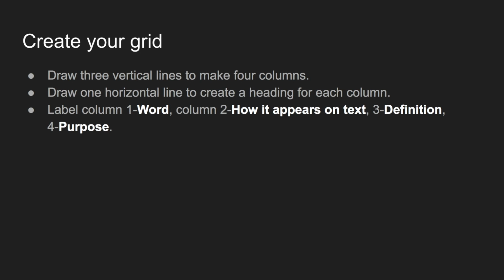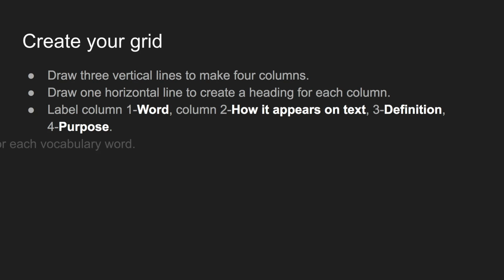Here they are. Label column number 1, word. Label column number 2, how it appears on the text. Label column number 3, definition. And label column number 4, purpose. If you need to pause this video in order to finish this drawing and the writing, go right ahead and do that.